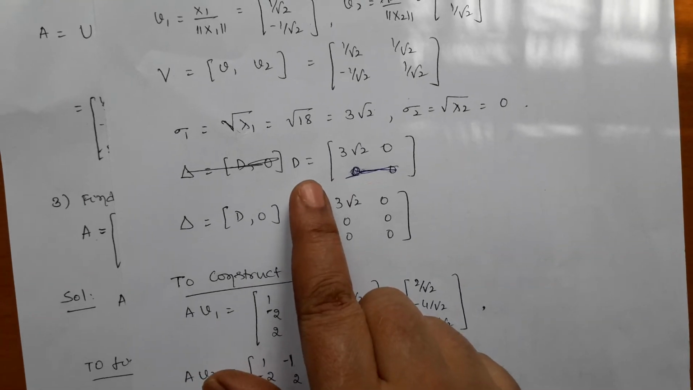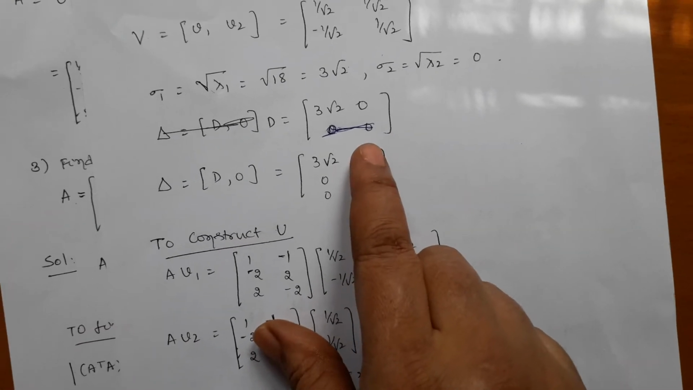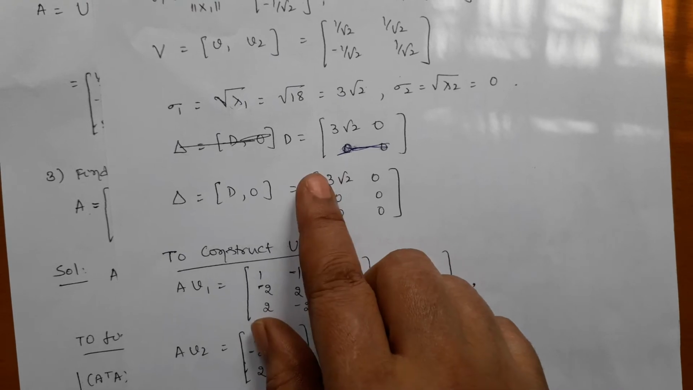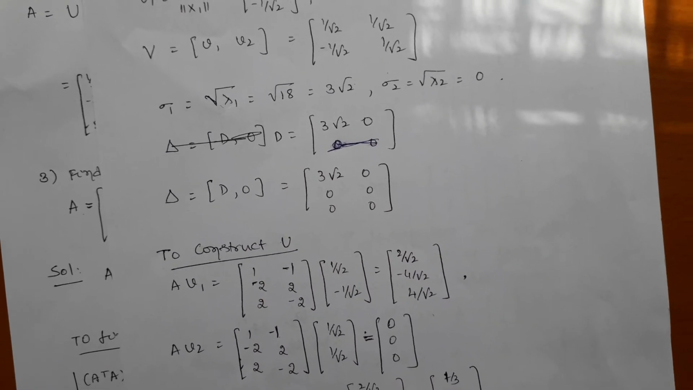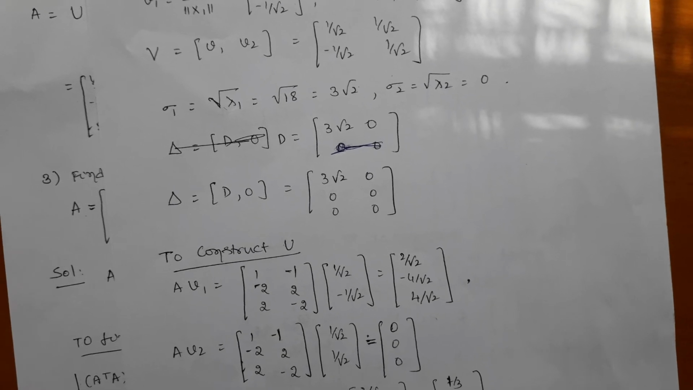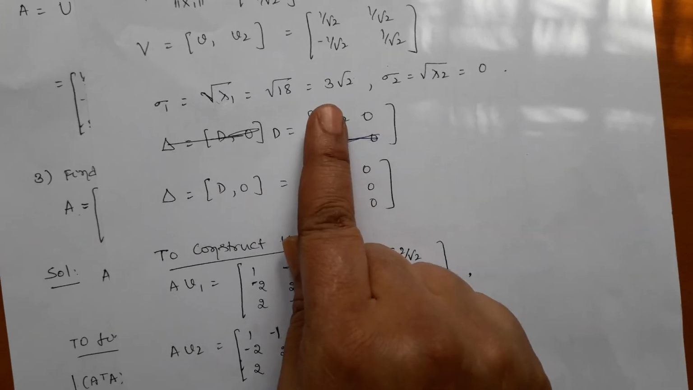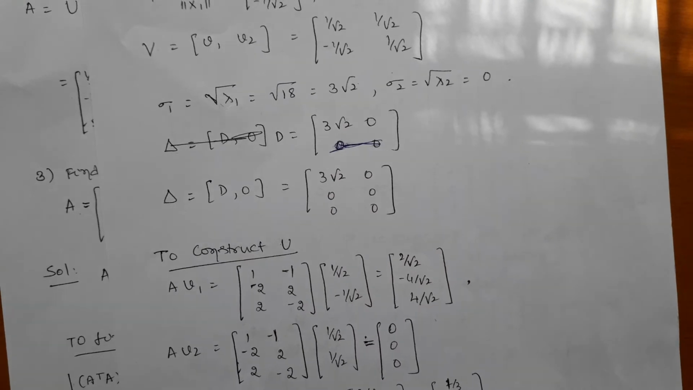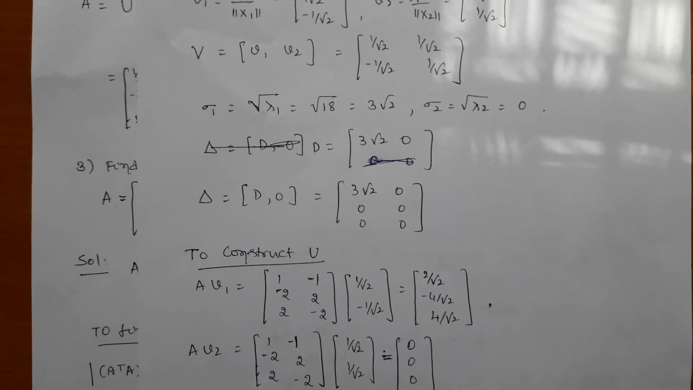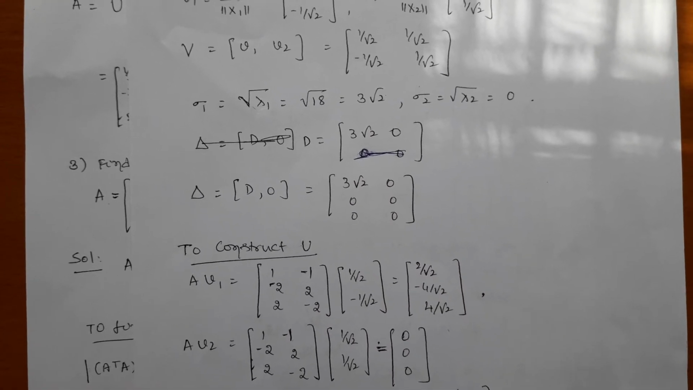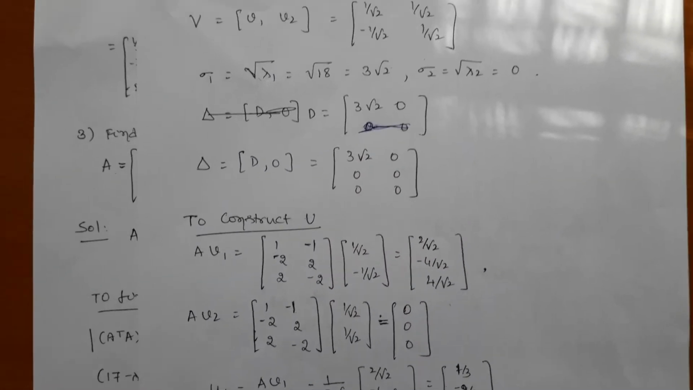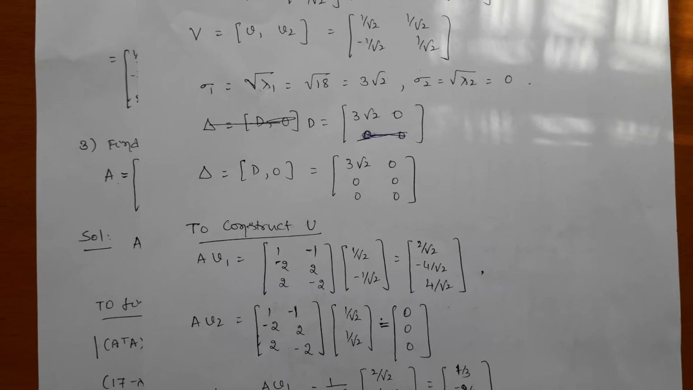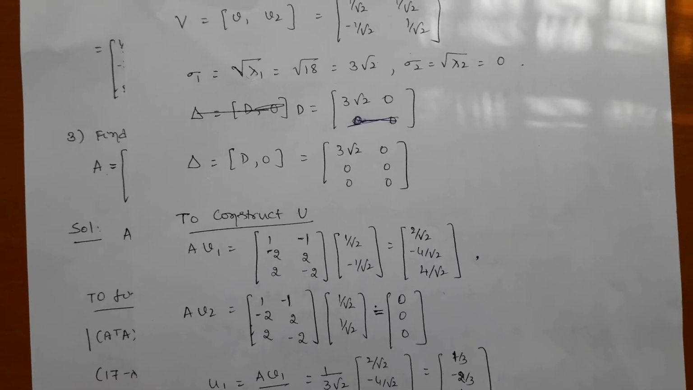But while writing D, I made a mistake here. Don't write 0. I only have to prepare a diagonal matrix with 3 root 2 and 0. Now we have to prepare a diagonal matrix using the non-zero eigenvalue. Only one non-zero eigenvalue, 3 root 2, is in my diagonal matrix. I think it's clear for the diagonal matrix. I made a mistake here, please correct it. You can't expect 0 because D is a diagonal matrix, so I only have to replace it with the non-zero eigenvalue.